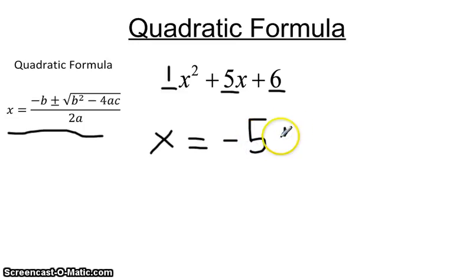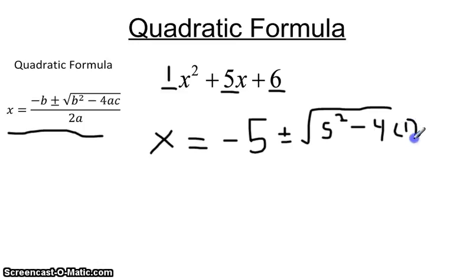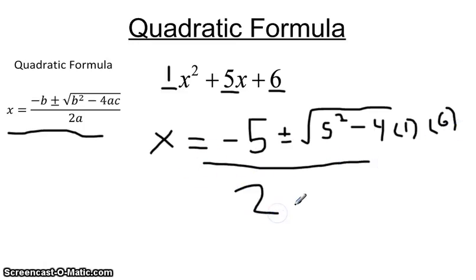And you're going to do plus or minus the square root of B squared, which will be 5 squared, minus 4 times A, which is 1, and then C, which is 6. And you put it all over 2A, which is 2 times 1.